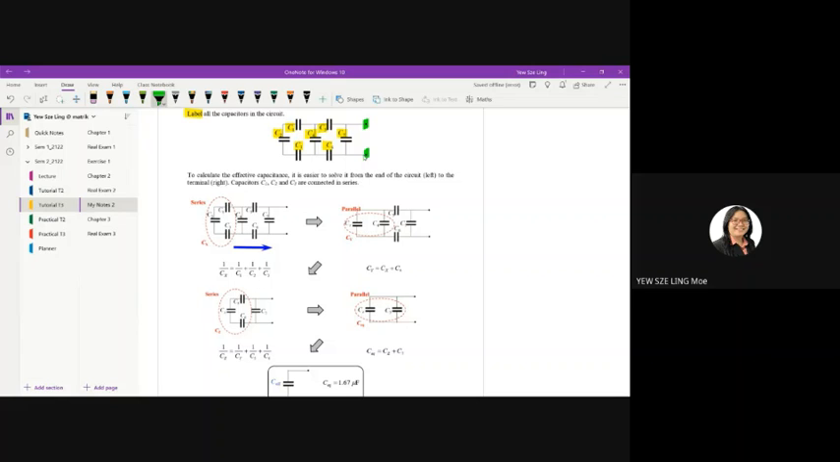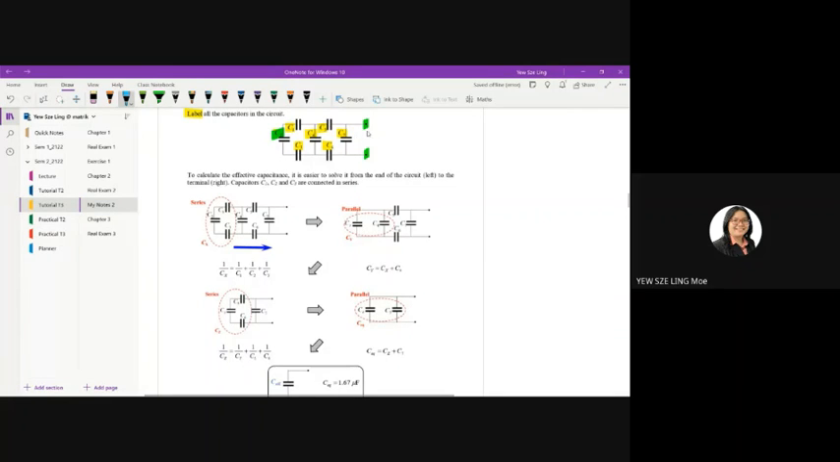So we start from the part that is furthest away from the terminal. Paling jauh dari litar kita. The place that is furthest away from the terminal is my C2. So I'm going to start from C2 because it is located at the place that is furthest away from the terminal. Paling jauh sekali.